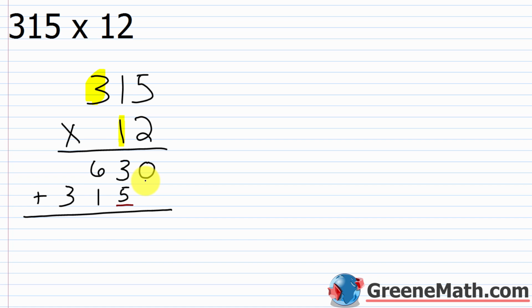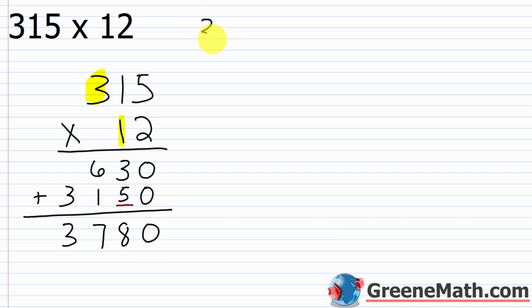This 0 here can either come down or you can write a 0 in. It doesn't really matter. So 0 plus 0 is 0. Then 3 plus 5 is 8. Then 6 plus 1 is 7. And then you can just bring that 3 down to get 3,780.